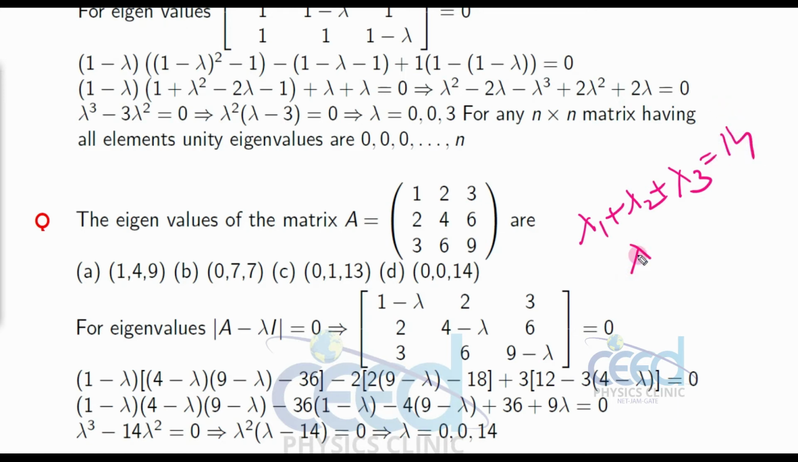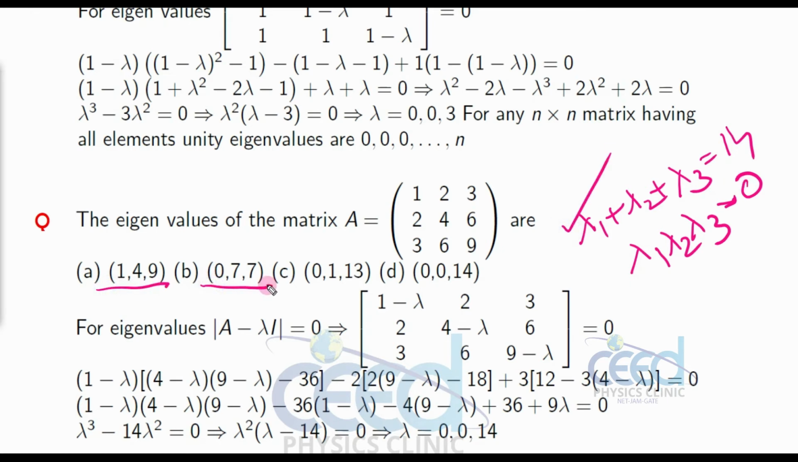And lambda 1 times lambda 2 times lambda 3 is equal to the determinant of this matrix, right? Determinant of the matrix, that is 4 into 9, 36 minus 36, 0. And if you take 2 into 2, that is 18 minus 18, that also 0. You can expand through this element, that is 12 minus 12, that also 0. So determinant is 0.